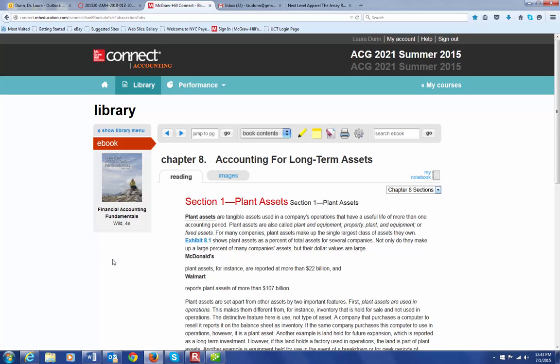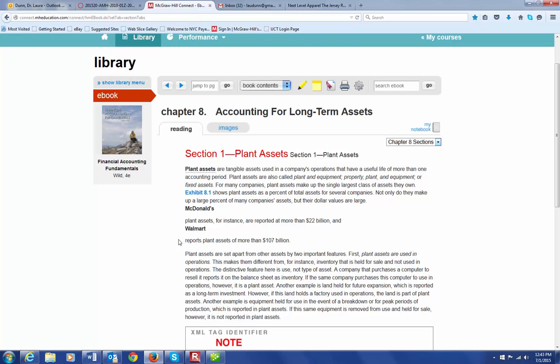This first section talks about plant assets, and for a definition, you can see it here in your book. They're tangible assets used in a company's operation that have a useful life of more than one accounting period, or generally speaking, more than 1 year. A lot of times this will be referred to as equipment or fixed assets, but as it says here in your book, this is generally the single largest class of assets that a company will own. So their building, their plant, their factory, their equipment, all of those things are going to make up the majority of their assets.